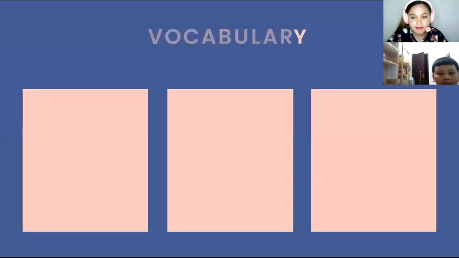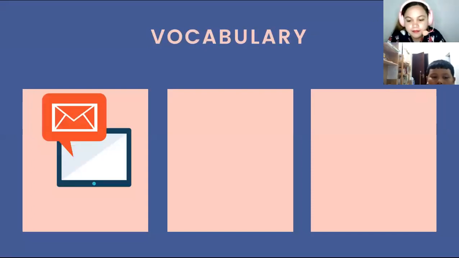All right, so let's start first with some vocabulary words. Okay, what's the first picture? It's computer. It's email. So what do you mean by email? Like Zalo, yes, very good. So email, this one is an electronic mail, okay? Email means electronic mail, so you can use this one using the internet.